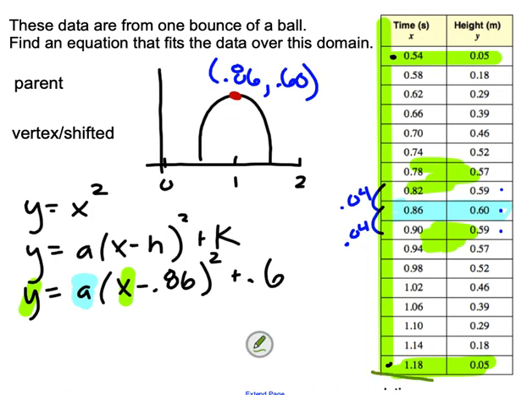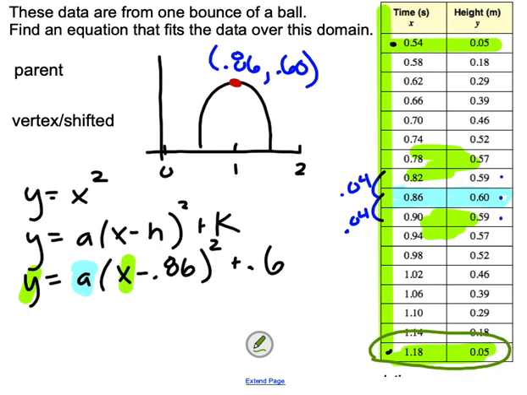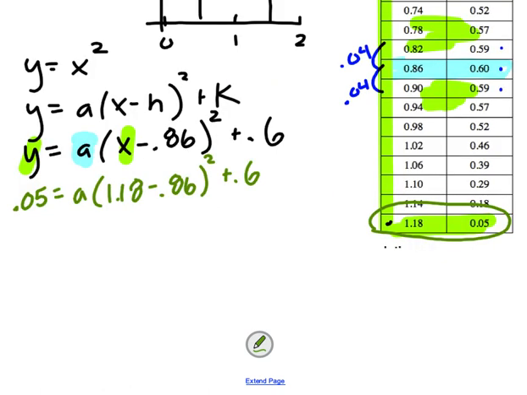So for this example, I'm going to choose this one. I'm going to use the point 1.18 and 0.05 to help me find the dilation, the A value. So instead of the y, I'm going to put in 0.05. Now to be clear, you could choose any of these. Your A value might be a little bit different, but I'm going to encourage you to pick something at one of the extremes. All right, then the x was 1.18. And now here's where a calculator might help us clean up a little bit. We're solving for A.